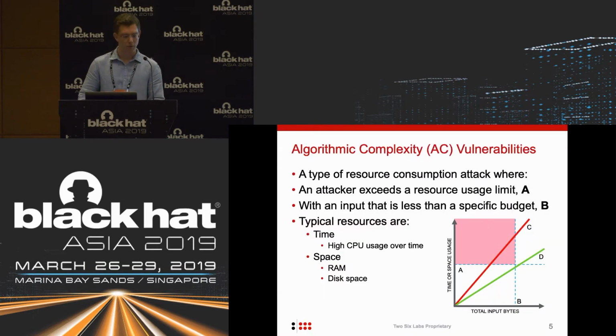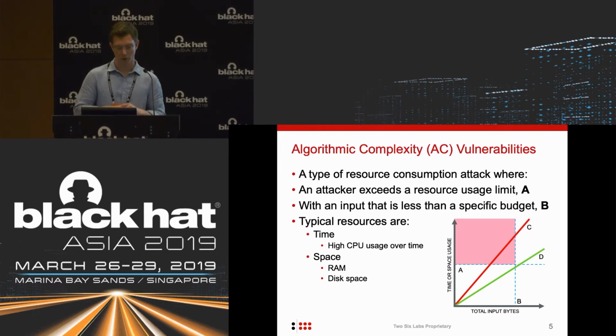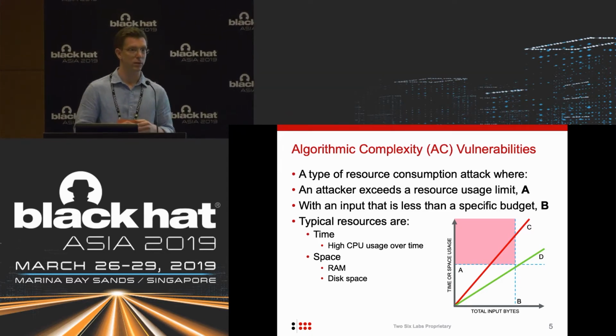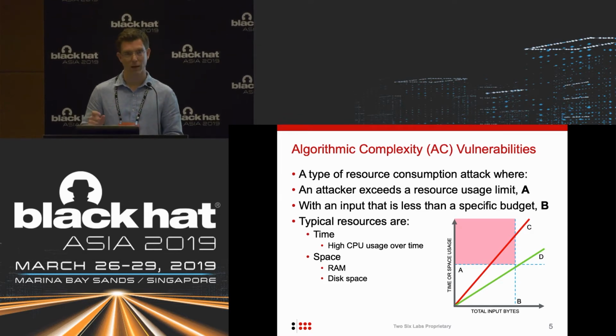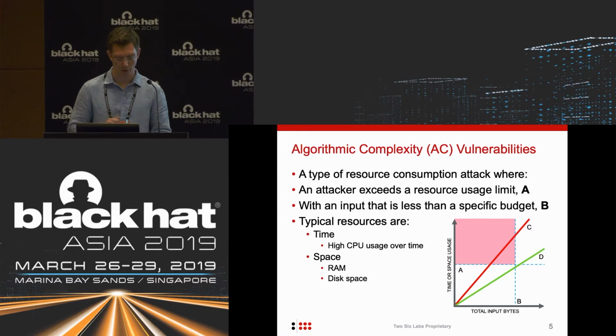Algorithmic complexity vulnerabilities are a type of resource usage attack. The idea behind them is that you want to trigger a program to use as many resources as possible using as few input bytes as possible. In a very dry academic sense, we have this graph on the right. On the y-axis is resource usage measured in either time or space, and on the x-axis are the input bytes that you supply to the program.